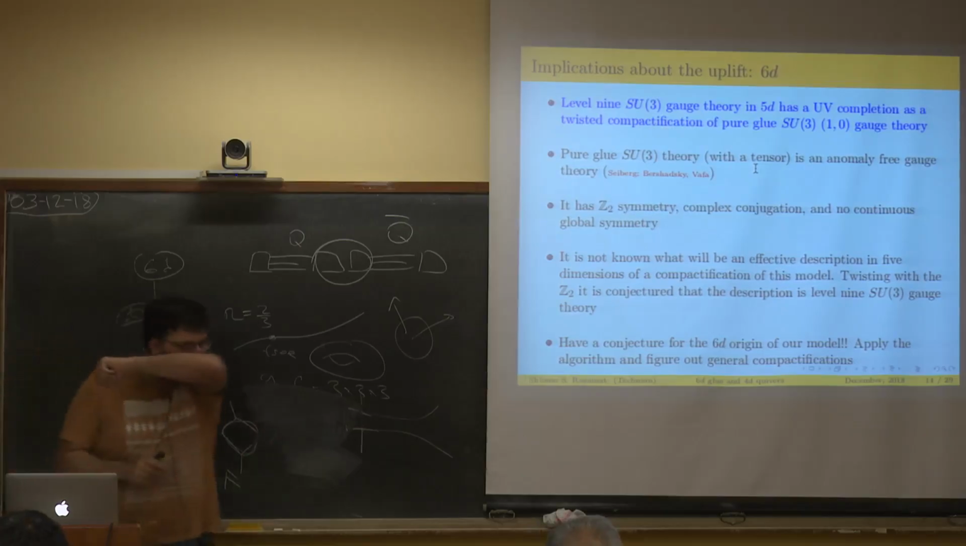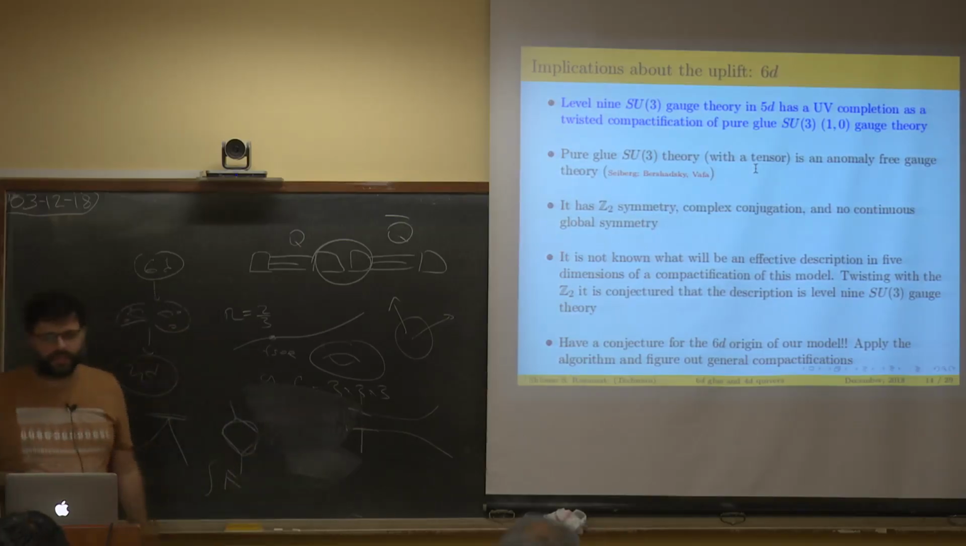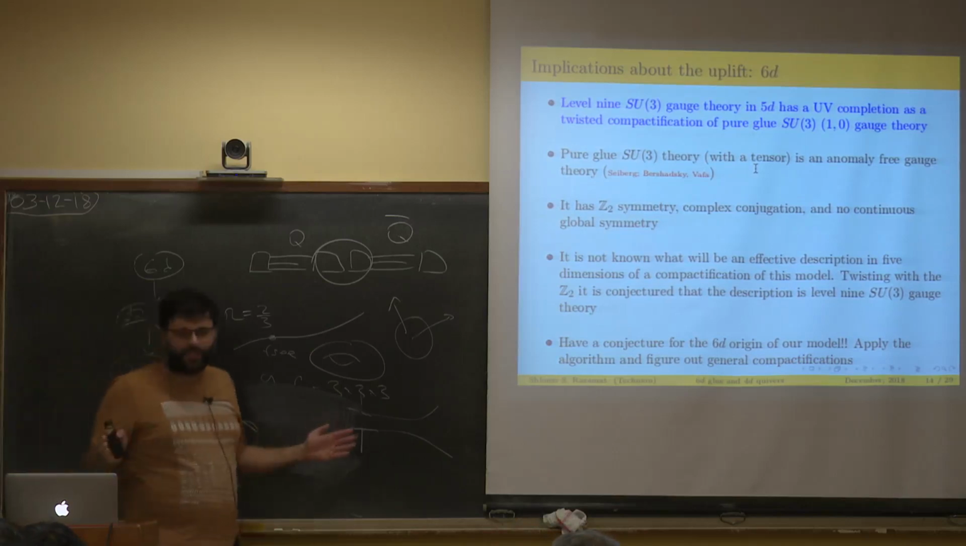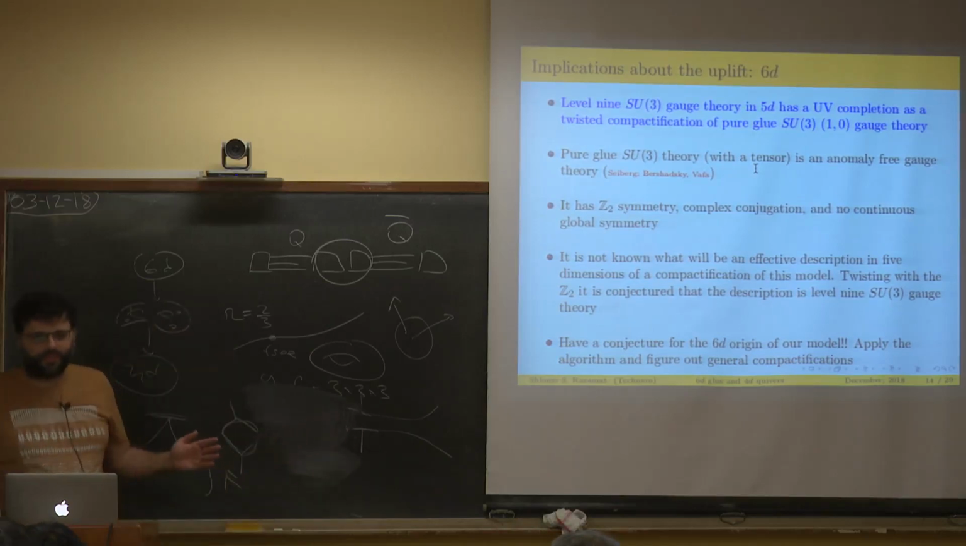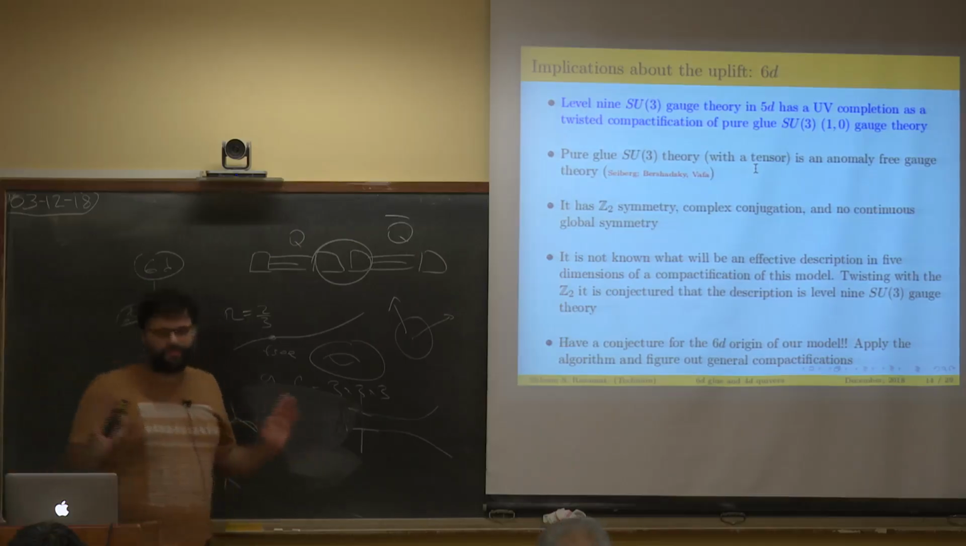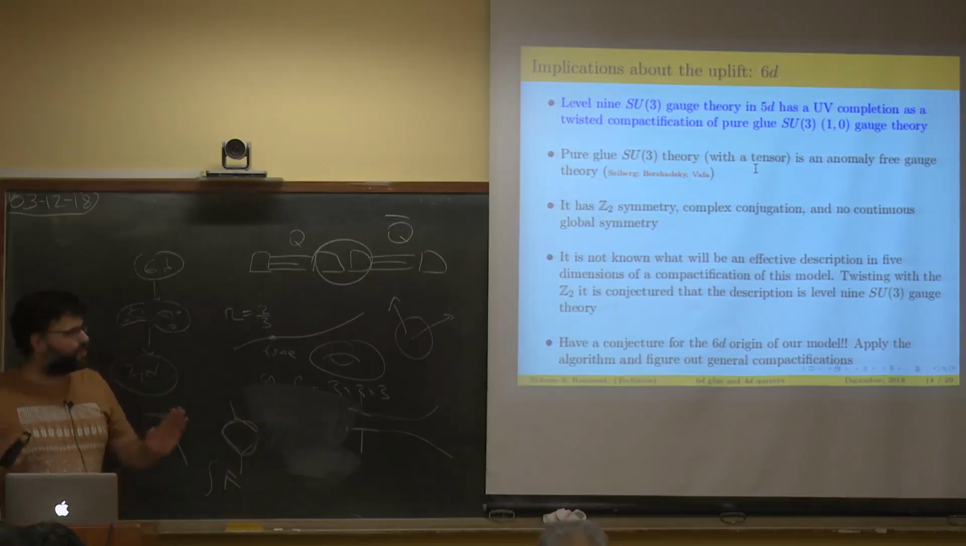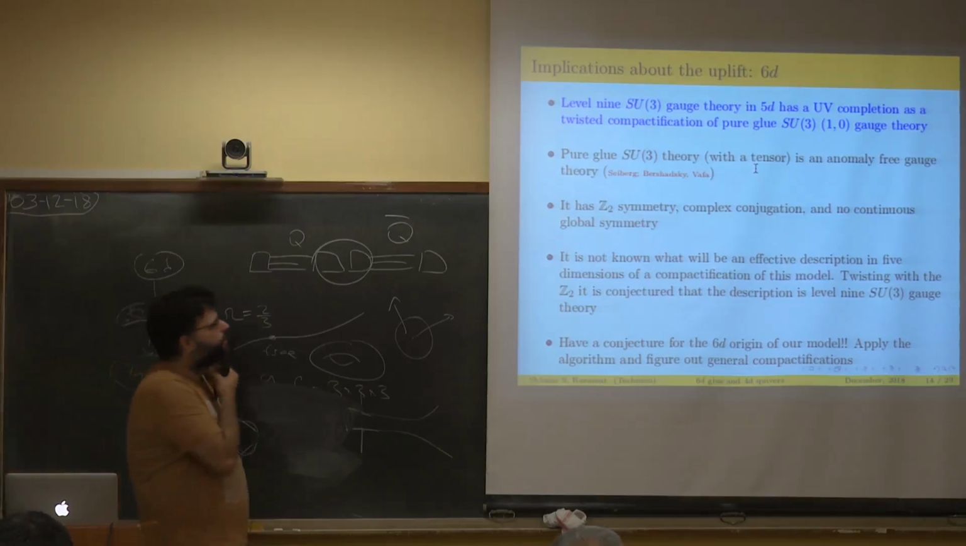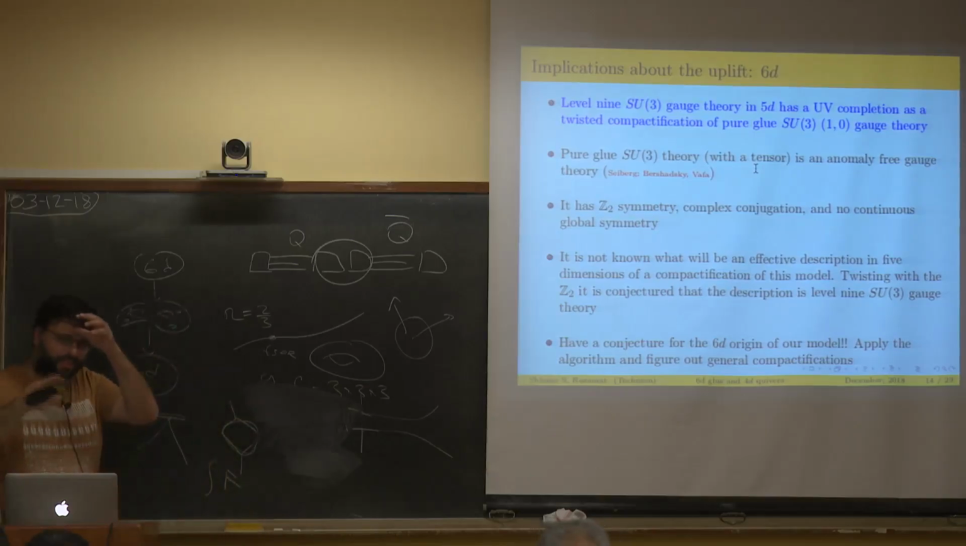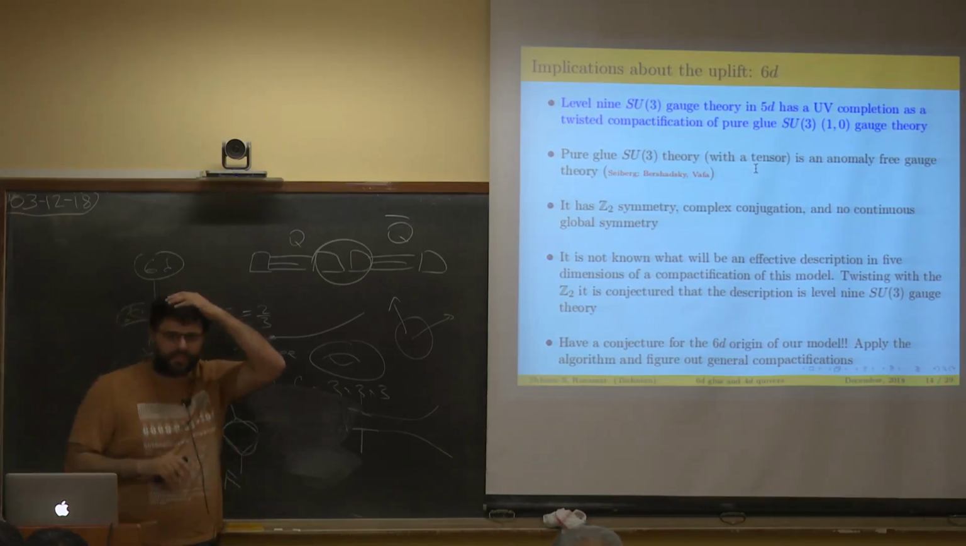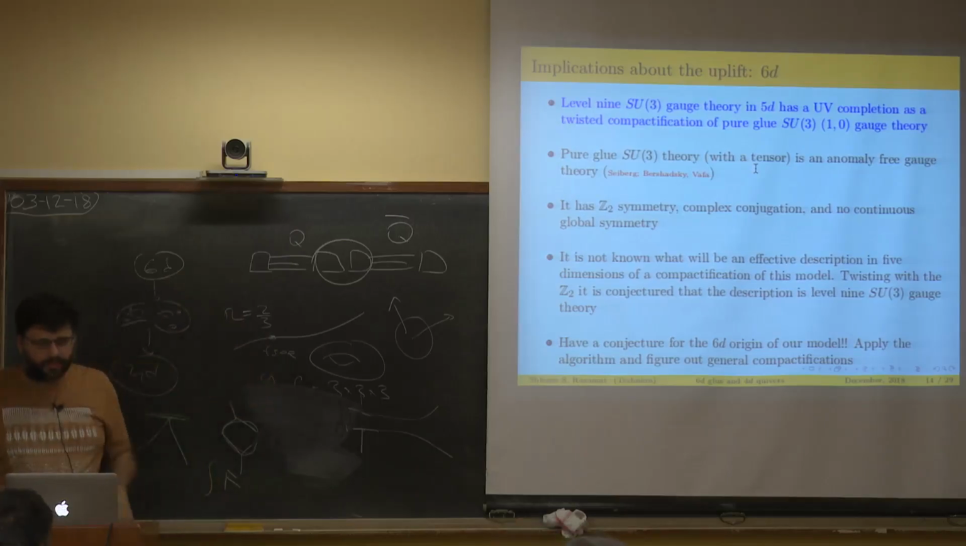Sorry, the anomaly cancellation is analyzed on the tensor branch? Yes, that's right. What does the Lagrangian look like? Just pure SU3 gauge theory. But what is the contribution of the tensors? That we'll discuss later on. You need it just to cancel the anomalies. Depending on how much detail you want, I can go into it in later lectures.